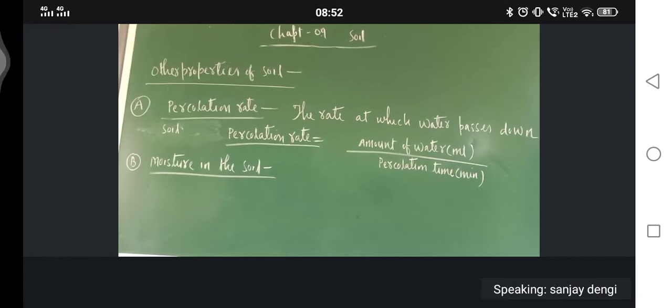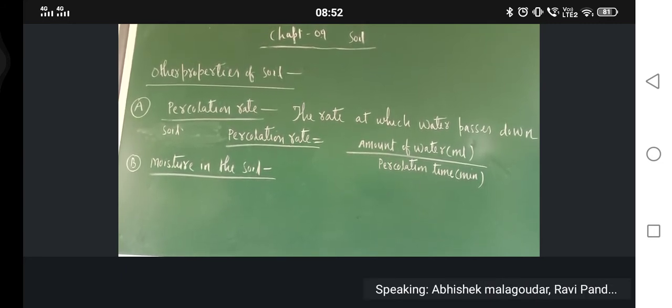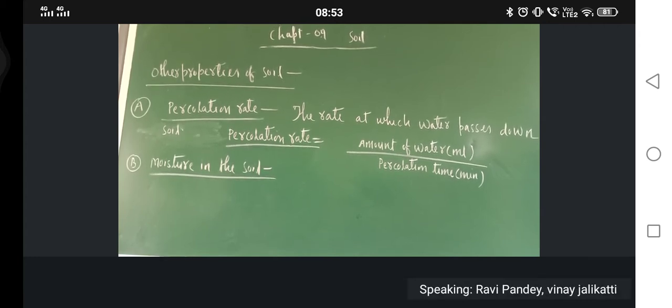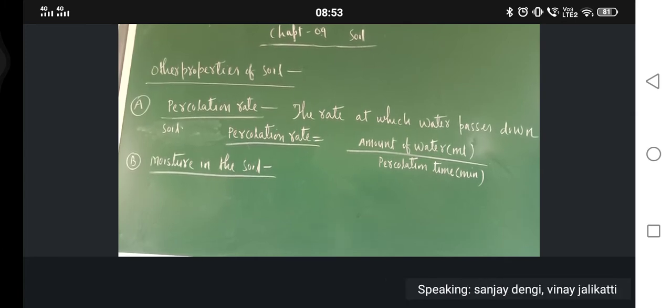Okay, so we are in the soil chapter. Day before yesterday we discussed the different types of soil. So how many types of soil are there? Clay soil, sandy soil, and loamy soil. And we have compared their properties also. Now there are other properties of soil.